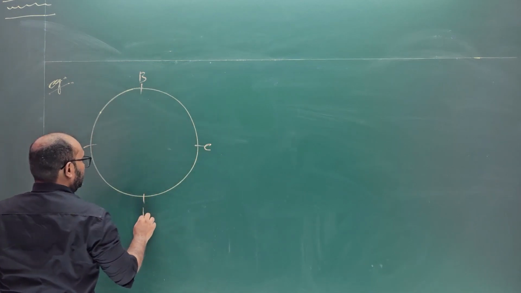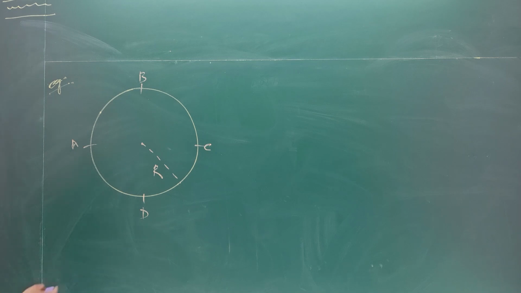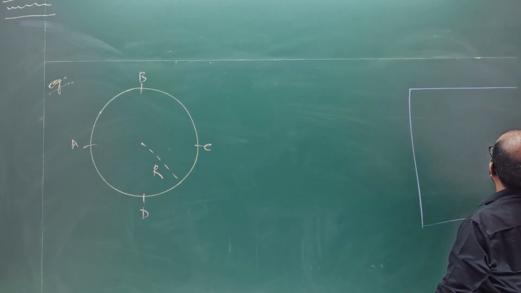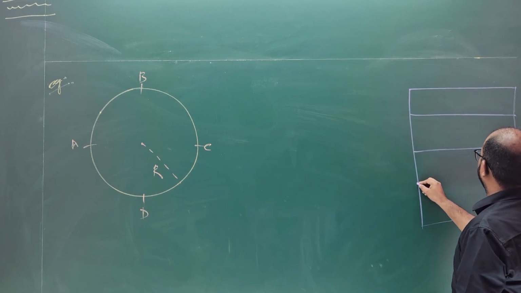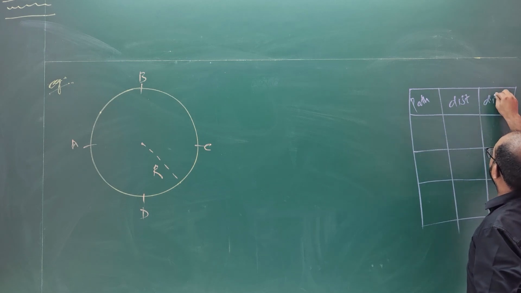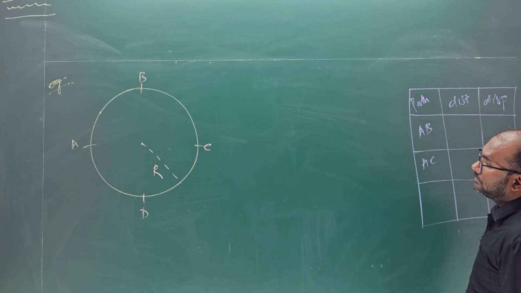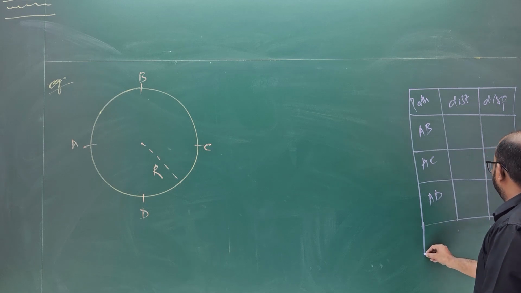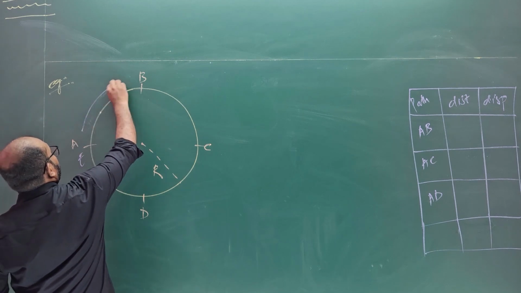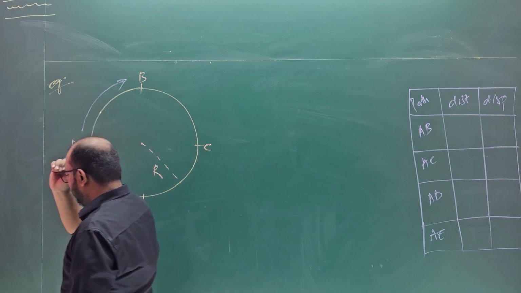A, this one is B, C and D, having a radius R. The question is, let us make a column here for path, distance and displacement: AB, AC, AD and let it come back to E. The object is moving in this direction. You have only 2 minutes. Tell me the answer.